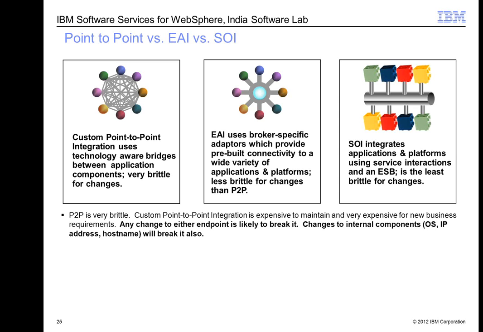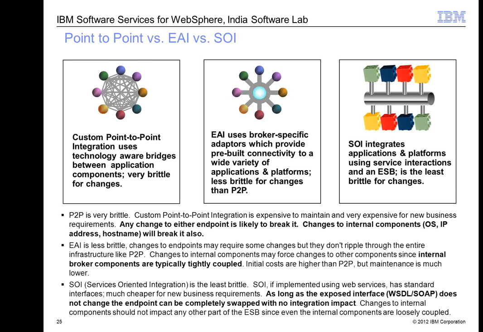Some of these problems are mitigated in the second option, which is EAI, because in EAI we are using hub and spoke architecture. There's a broker in the middle, and there are these 8 applications available as spokes. And we are using some kind of technique, typically the adapters, to make these applications interact with the hub. And then 2 applications interact with each other via the hub. It is much less brittle than the point-to-point integration.